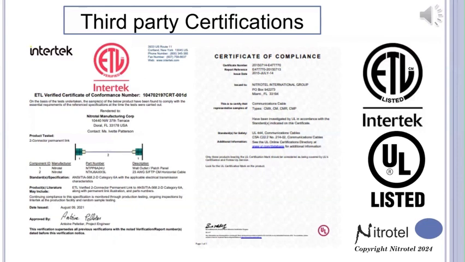Third-party certification is important for equipment used in structured cabling, and the 2 organizations that offer certification for structured cabling equipment are Intertek, which offers an ETL listing, and Underwriters Laboratories, which offers a UL listing. Nitrotel supports both of these listing organizations with their equipment.